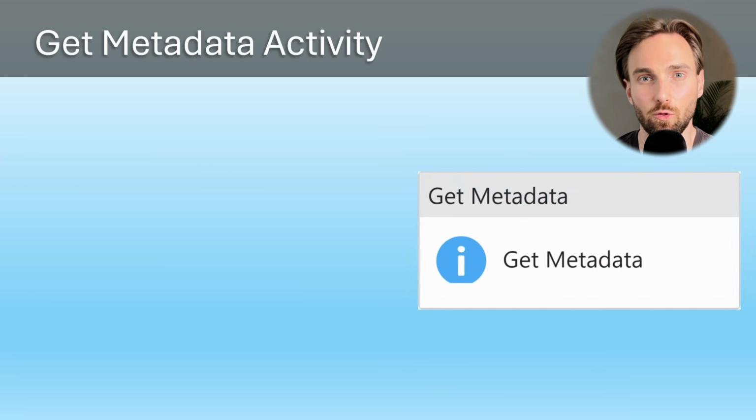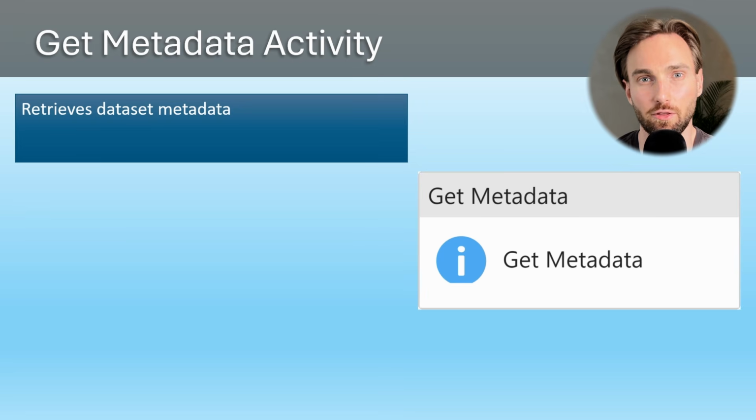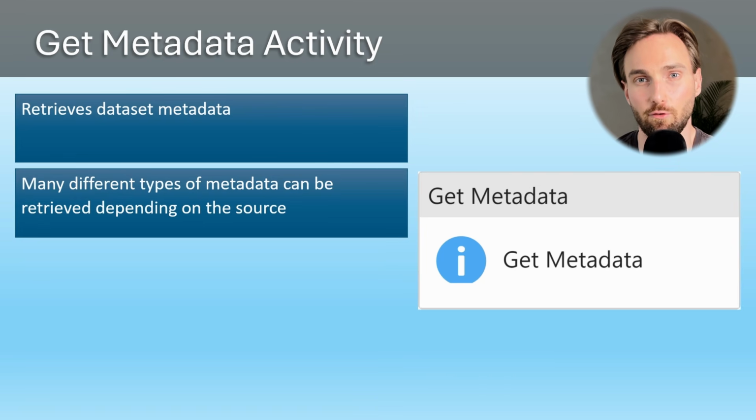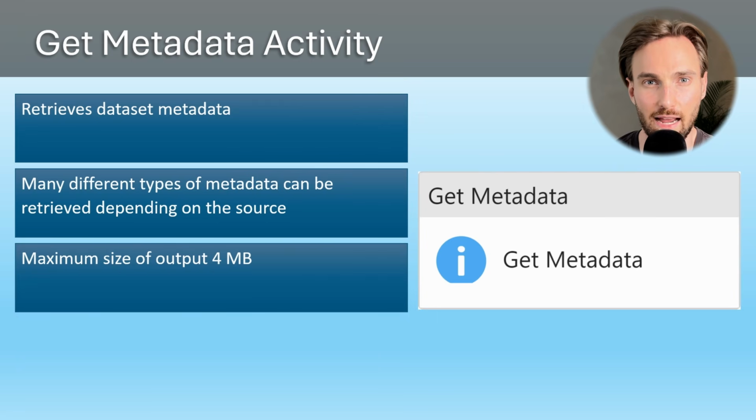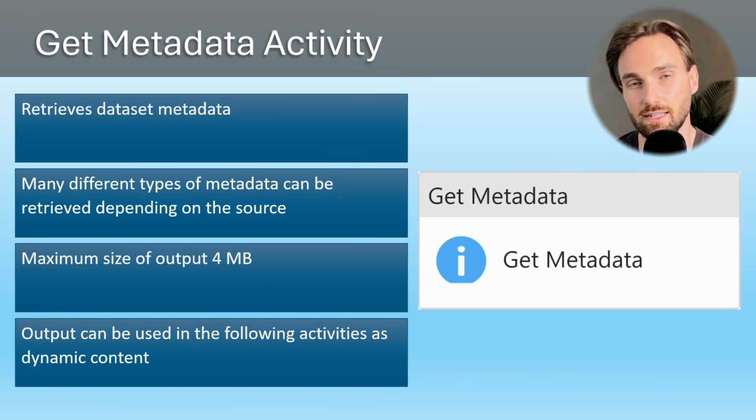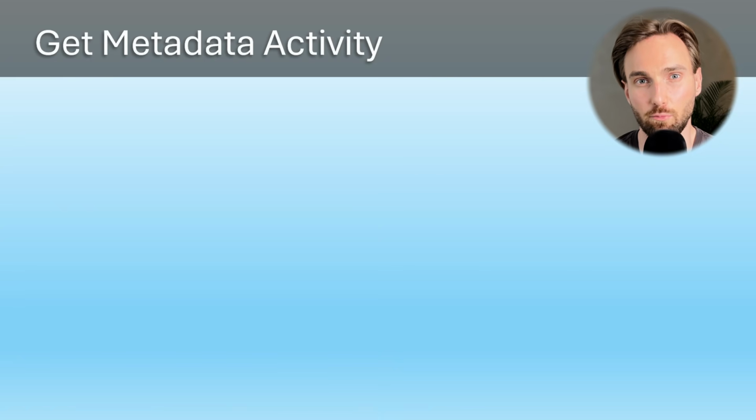Here we can see how the get metadata activity looks in the UI. This is an activity that retrieves some metadata information about the data set. There are several different types of metadata that are currently supported depending on the source of the data set. The maximum size of output for this activity is 4 megabytes. The output of this activity can be used in the following activities as dynamic content. This activity is somewhat similar to the lookup activity that we covered in the previous video in this series.